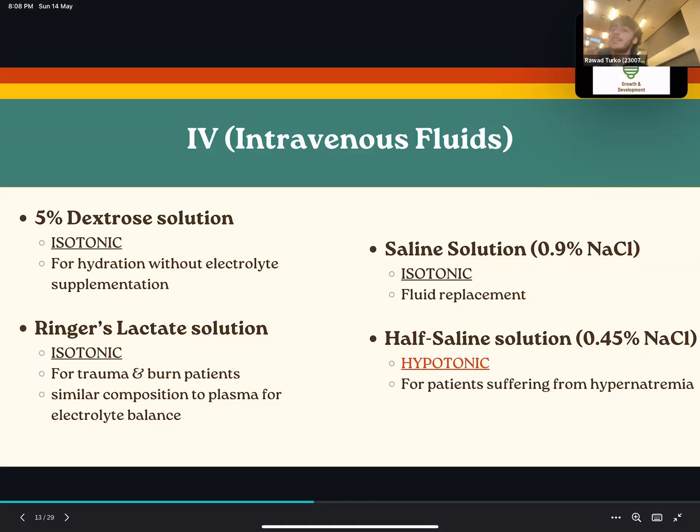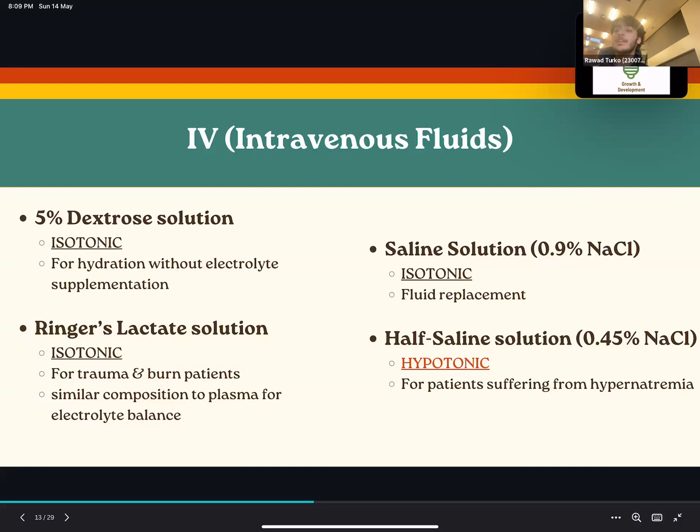First we have 5% dextrose solution, which is isotonic. It's for hydration without any electrolyte supplementation. Then we have Ringer's lactate solution, which is isotonic, and it's for trauma and burn patients, with a similar composition to plasma in order to provide electrolyte supplementation and bring back electrolyte balance. Third, we have the saline solution, which is 0.9% sodium chloride. It's isotonic and it's for fluid replacement, or it's used during surgeries and procedures.